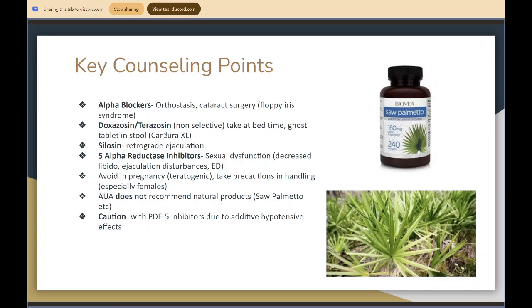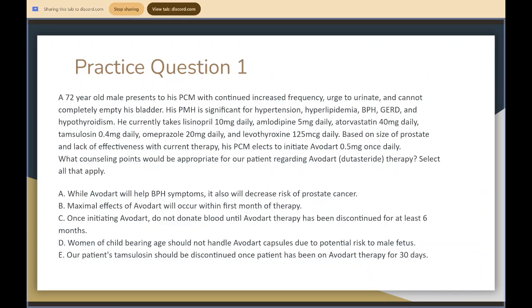So, first, a 72-year-old male presents to his PCM with continued increased frequency and urge to urinate and cannot completely empty his bladder. His past medical history is significant for hypertension, hyperlipidemia, BPH, GERD, and hypothyroidism. He currently takes lisinopril 10 mg daily, amlodipine 5 mg daily, atorvastatin 40 mg daily, tamsulosin 0.4 mg daily, omeprazole 20 mg daily, and levothyroxine 125 micrograms daily.